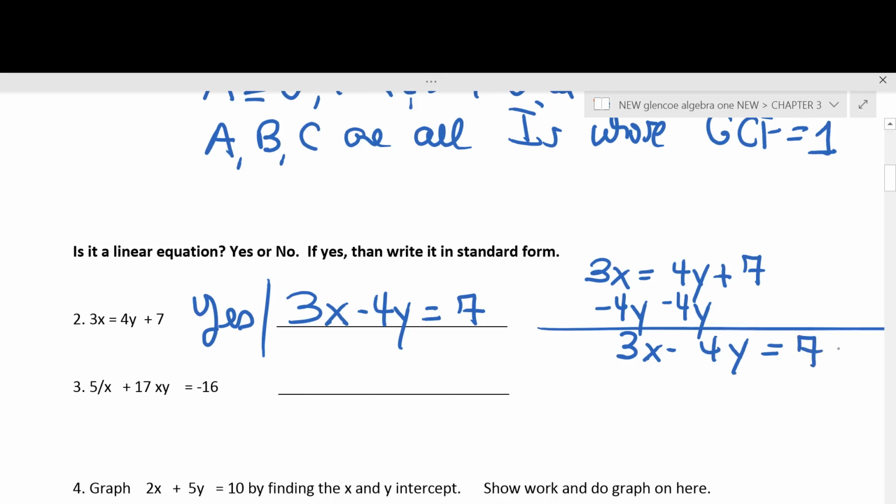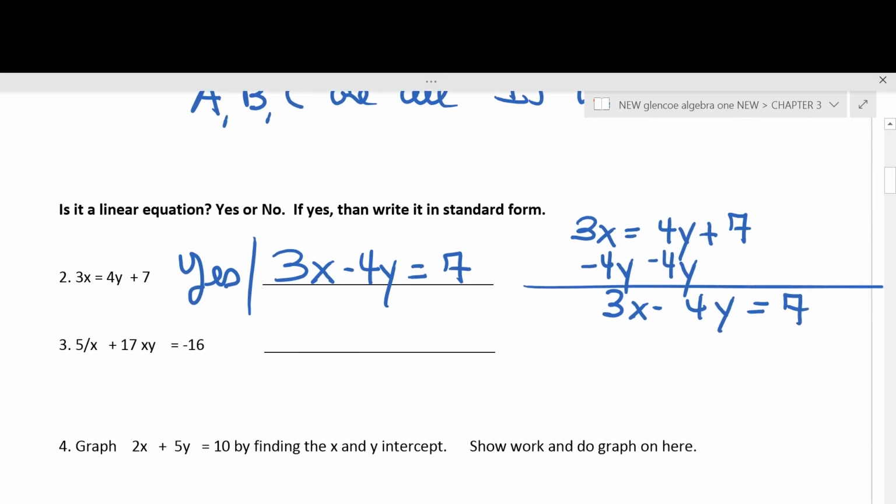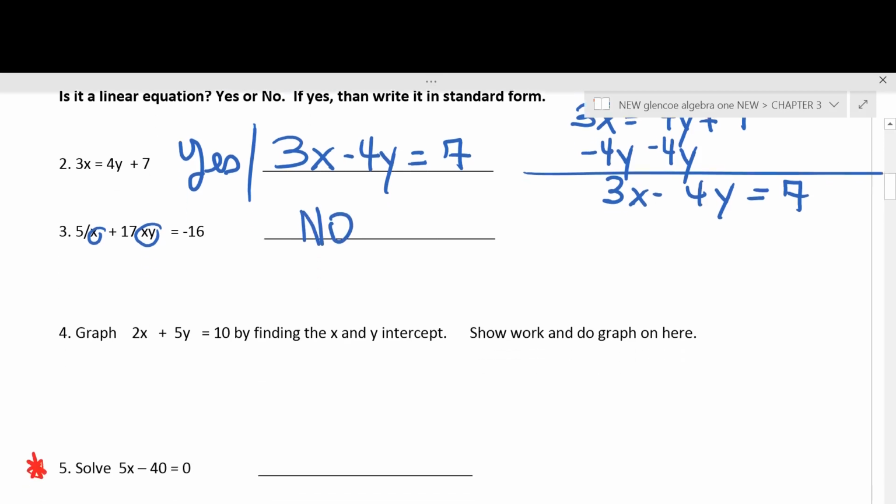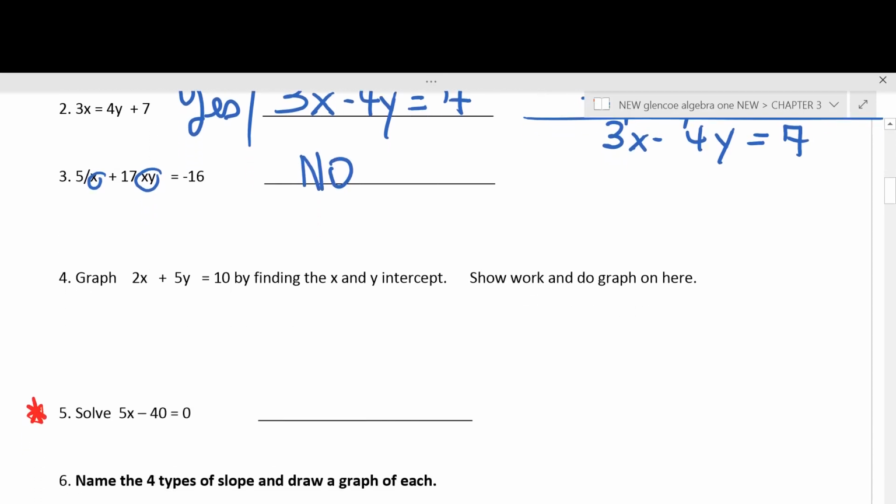Number 3, 5 over x plus 17xy. Can't have a variable in the denominator. You cannot have a double variable. That is not an equation in standard form. It is not a linear equation.